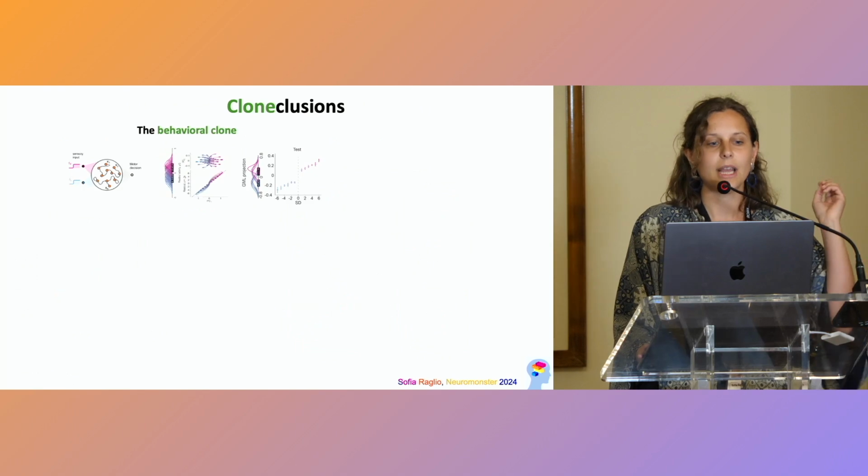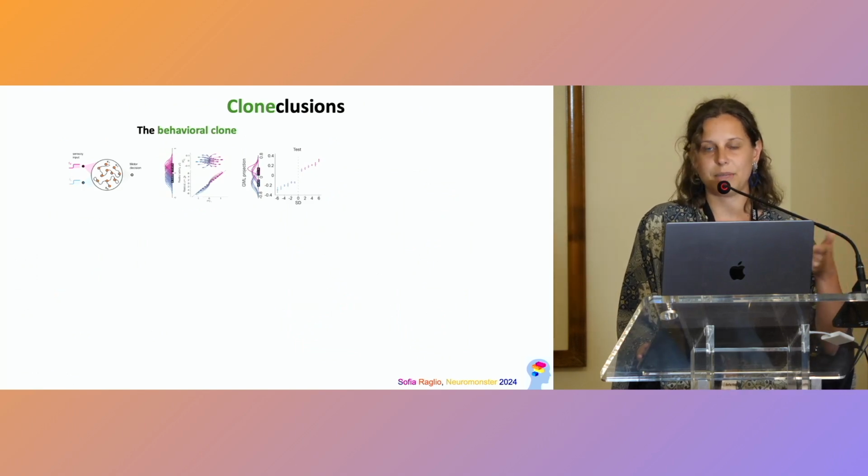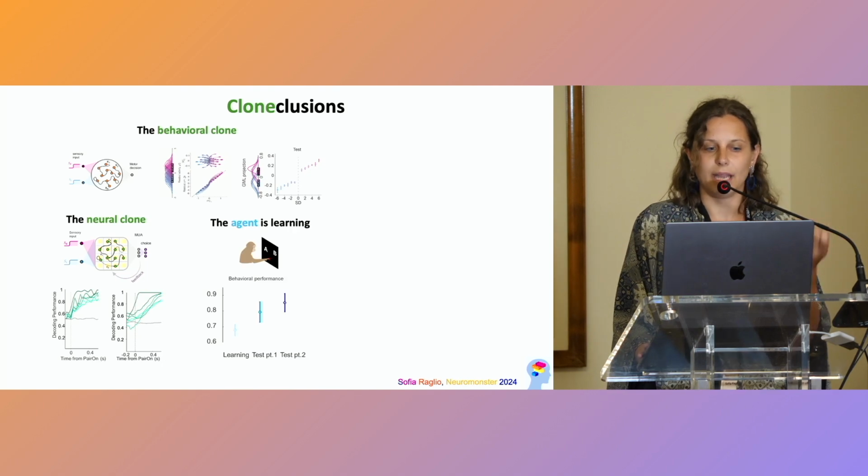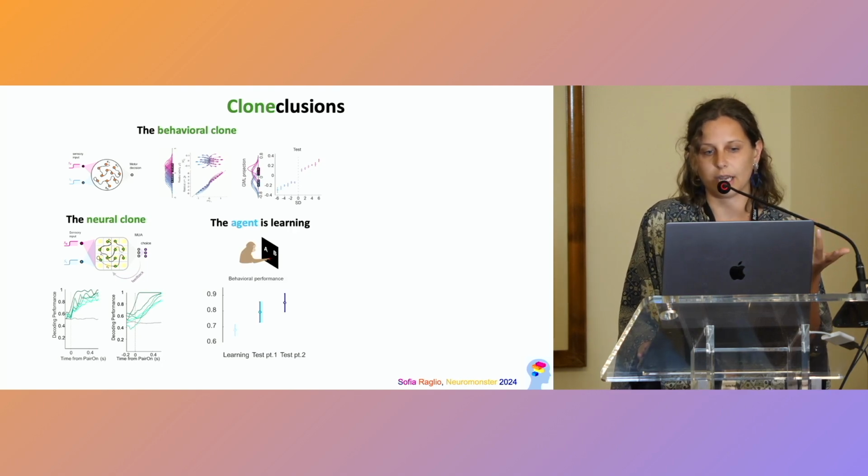So in conclusion, I cloned the animal behavior, I cloned the neural activity, and I can give some hints about how the agent is learning how to do this task.